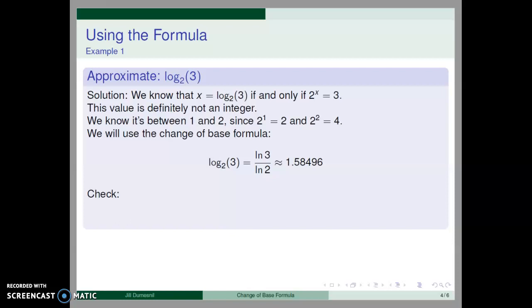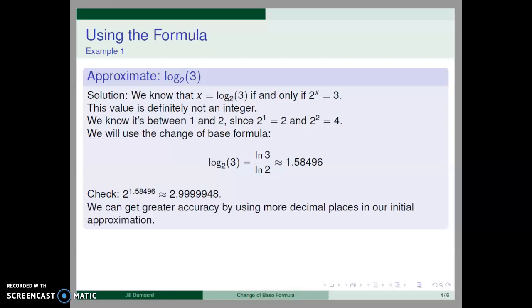We can check our answer by evaluating 2 to the 1.58496 on a calculator, and we get approximately 2.999948. Five nines and a 4/8, which is pretty darn close to 3. We can get greater accuracy by using more decimal places in our original approximation.